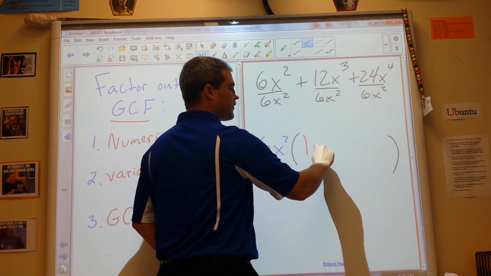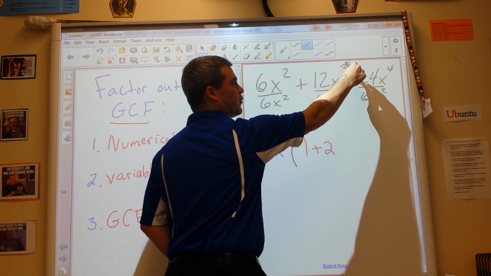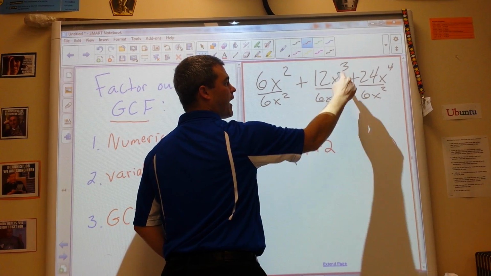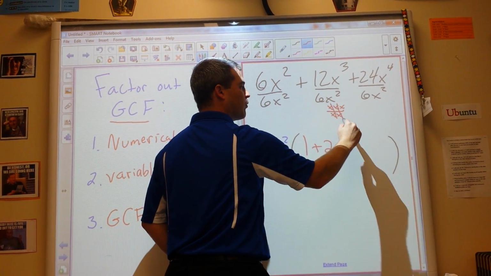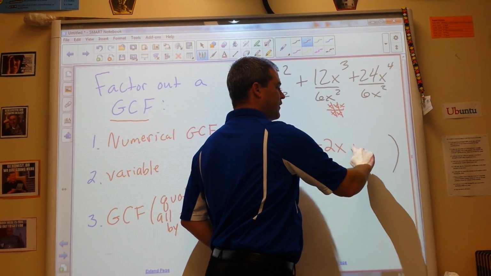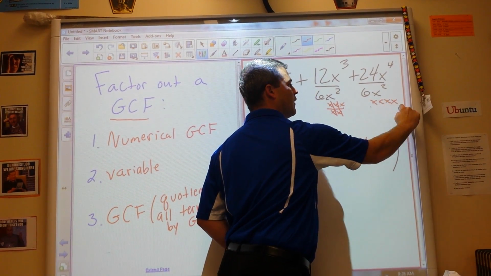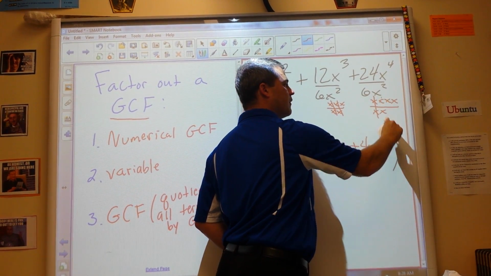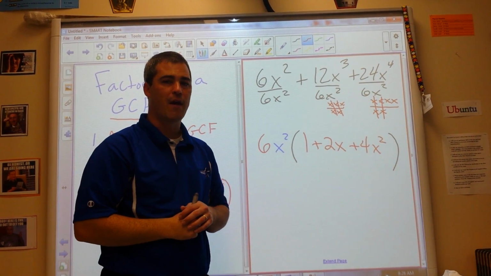12 divided by 6 is 2. And remember properties of exponents? We subtract when we divide. 3 x's on top of 2 x's, 3 minus 2 is 1. 24 divided by 6 is 4. And again, same concept, 4 x's divided by 2 x's leaves me with 2 x's. And that is the answer to our factored polynomial.